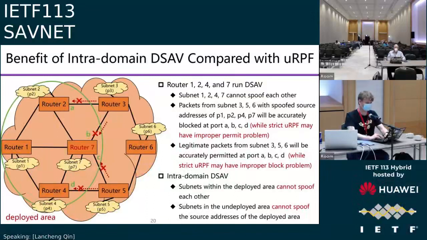Moreover, legitimate packets from subnet 3, 5, 6 will be accurately permitted at port A, port B, port C, and D, while strict URPF may have improper block problem. Overall, compared with URPF in the intra-domain save, if we deploy DSave in the deployed area, subnets within the deployed area cannot spoof, and subnets in the undeployed area cannot spoof the source addresses of the deployed area.